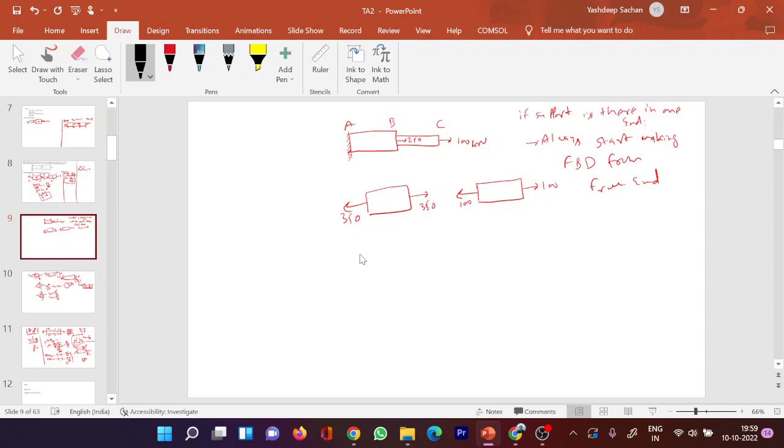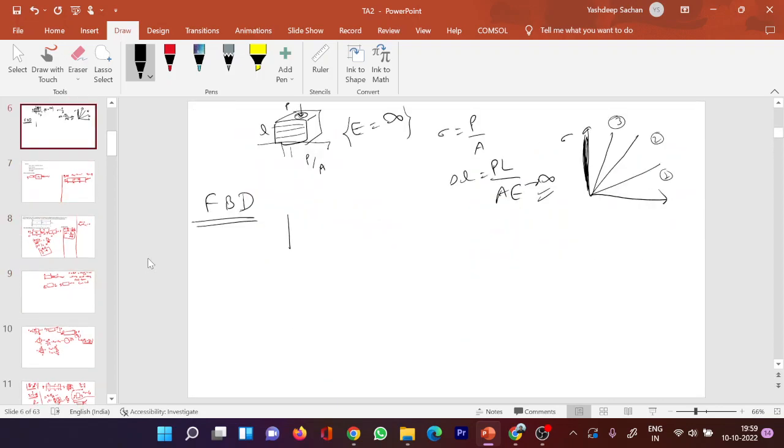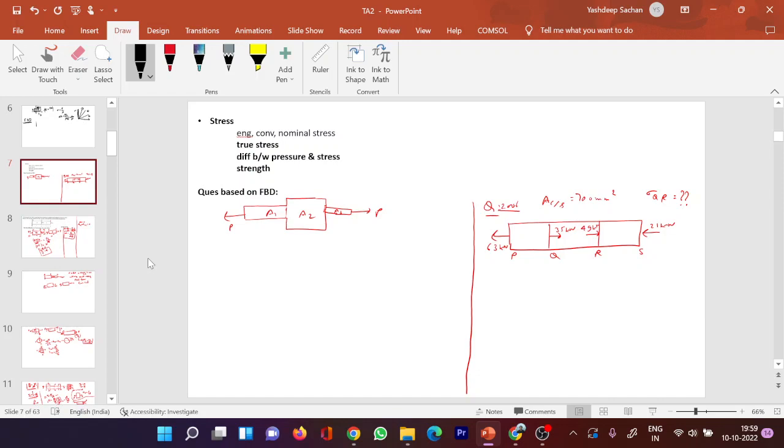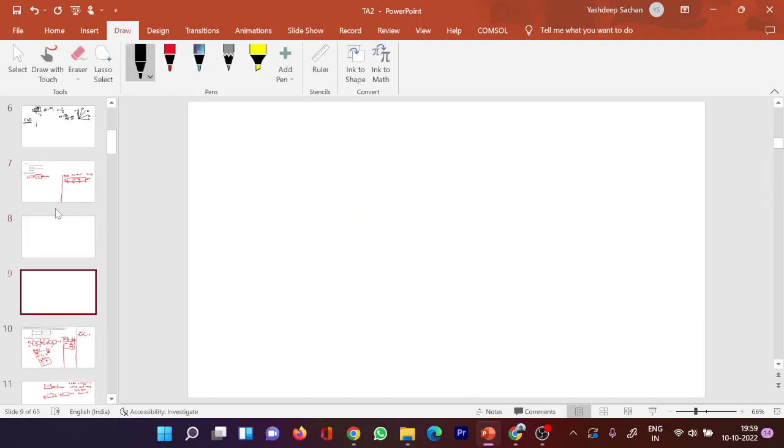Now where are we? Okay, now coming to what is engineering stress and what is true stress. Can anyone tell? Sir, in engineering stress we take the load upon the original area, and in true stress we take the instantaneous area. That is okay.